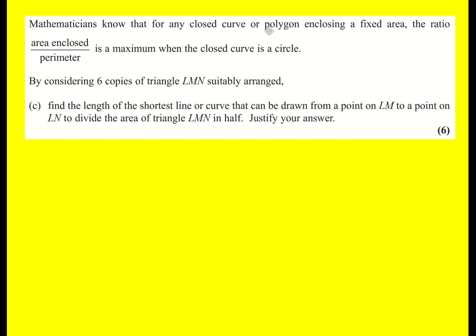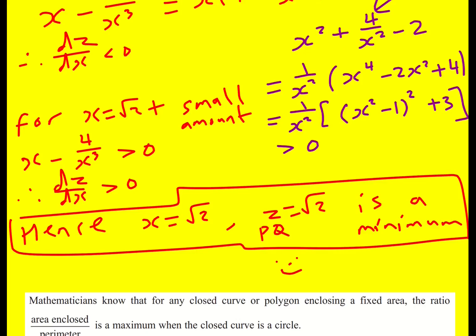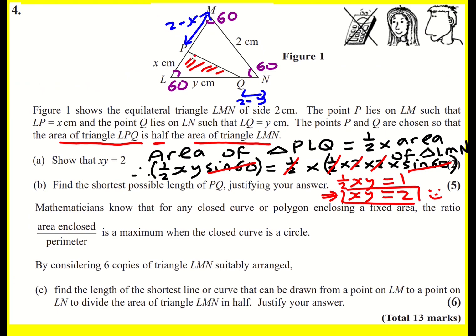Mathematicians know that for any closed curve or polygon, enclosing a fixed area, the ratio area enclosed divided by perimeter is a maximum when the closed curve is a circle. By considering 6 copies of triangle LMN suitably arranged, find the length of the shortest line or curve that can be drawn from a point on LM to a point of LN to divide the area of triangle LMN in half. Justify your answer.